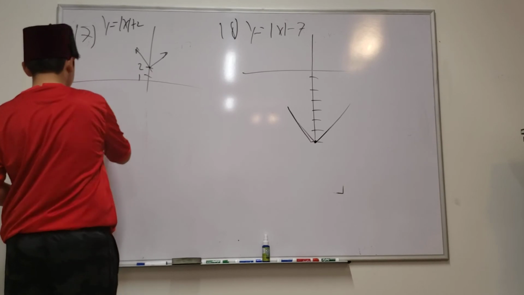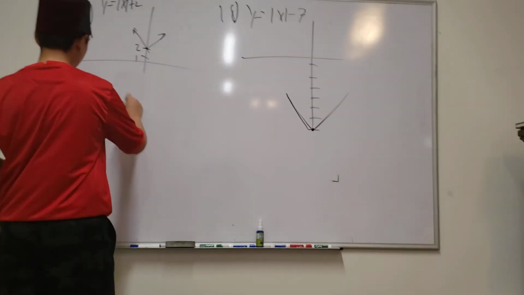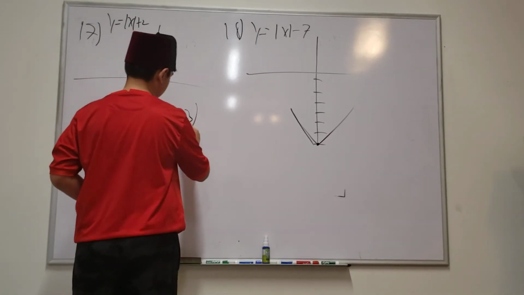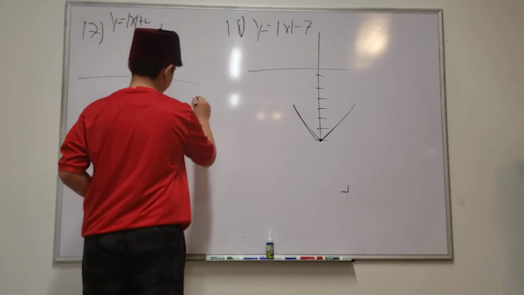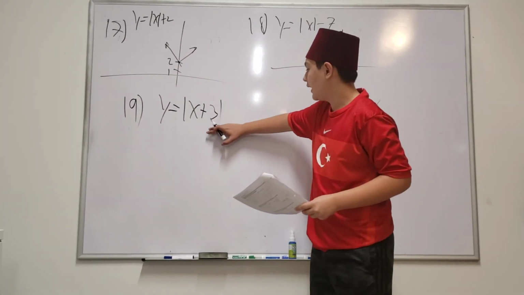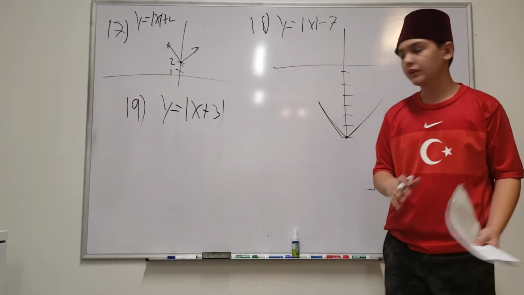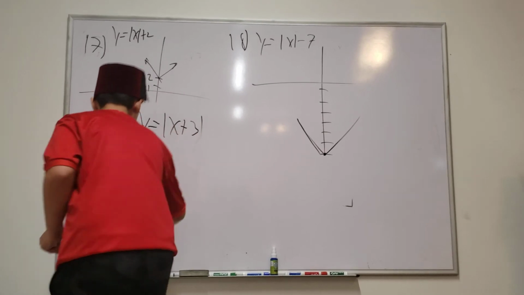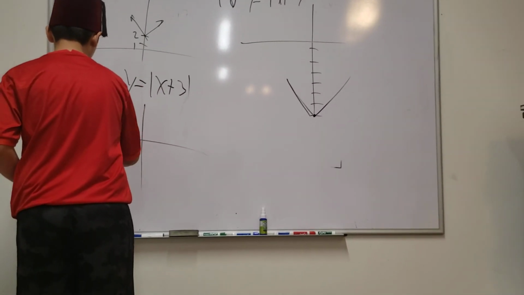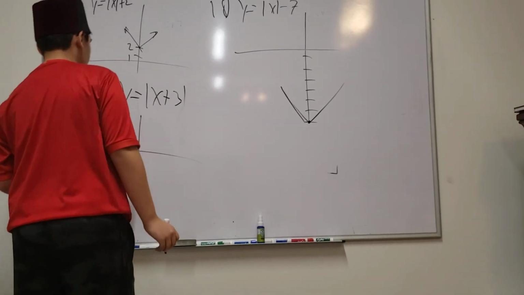So number 19, almost there, almost done. It's y equals absolute value of x plus 3. So we see the plus 3 inside the absolute value sign. So we're going to shift to the left 3 units. So here's our starting point. We're going to go up in a V. Very simple.